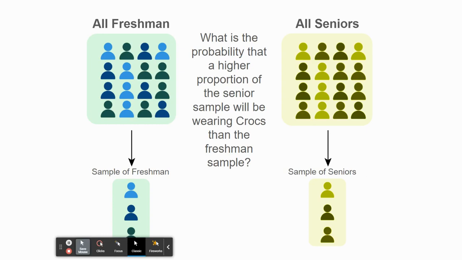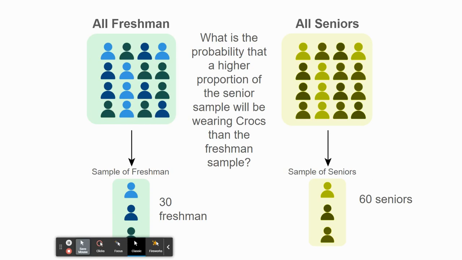So let's say the question I want to investigate is, what is the probability that a higher proportion of the senior sample will be wearing Crocs than the freshman sample? One thing the question will also need to tell you is how big the samples are. So let's say I'm taking a sample of 30 freshmen and 60 seniors.